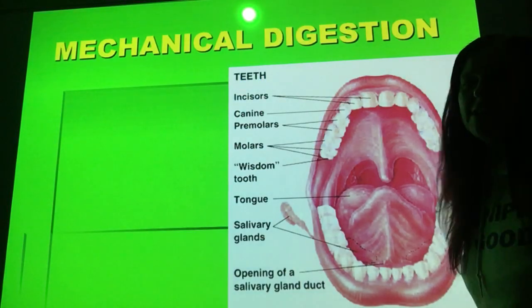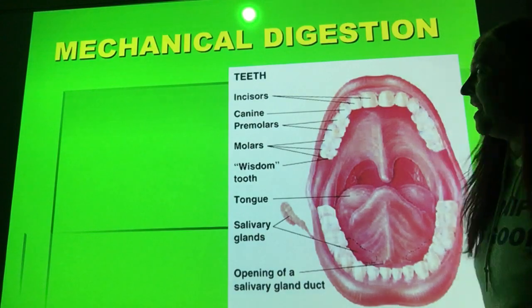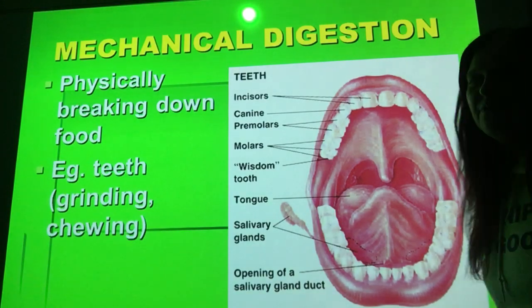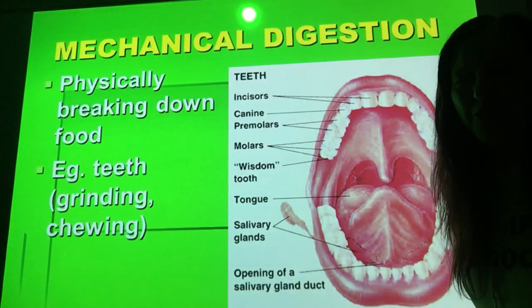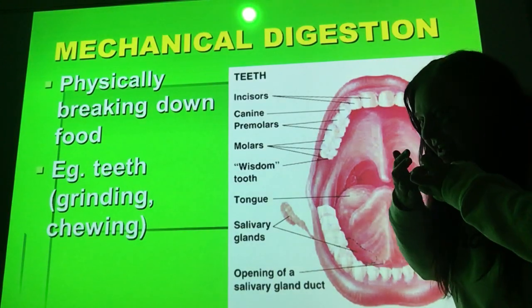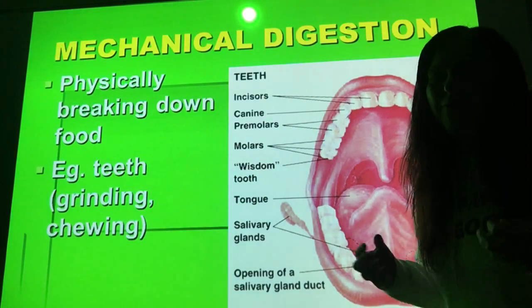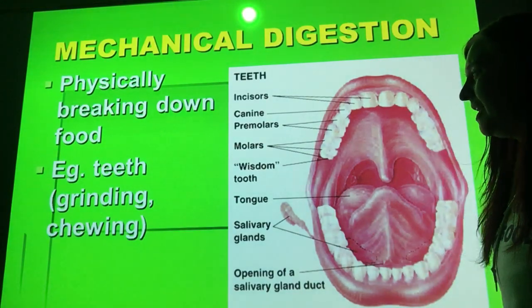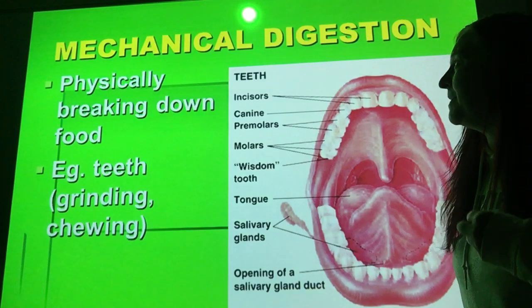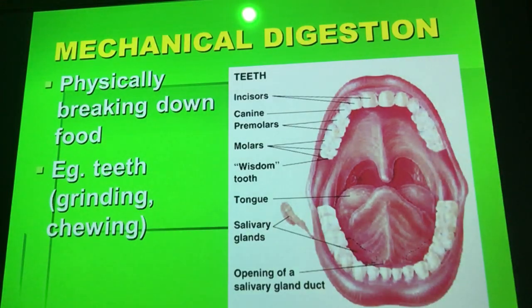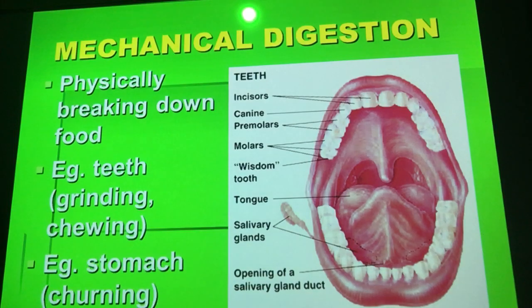So there's two different types of digestion. There's mechanical and chemical. So mechanical, you're physically breaking down your food. Hopefully you are chewing your food. Hopefully you're not just eating it fast and swallowing it whole. You do need to take your time, slow down, physically chew your food, break it down. So your teeth, when you grind and chew your food, that's mechanical. You're taking it from bigger pieces into smaller pieces. So that's pretty straightforward, mechanical digestion.